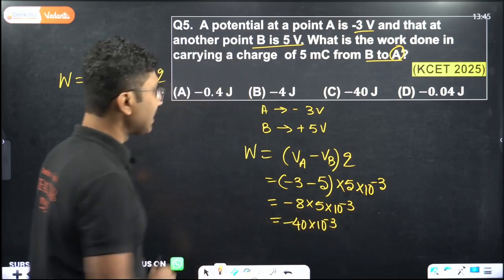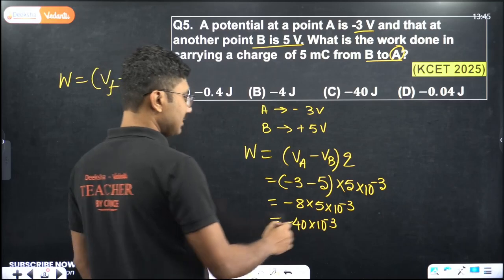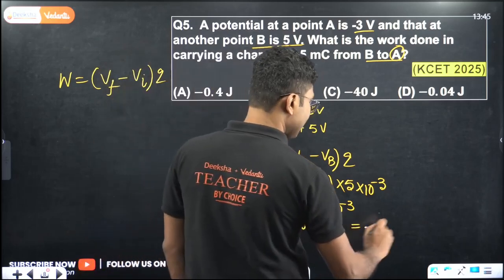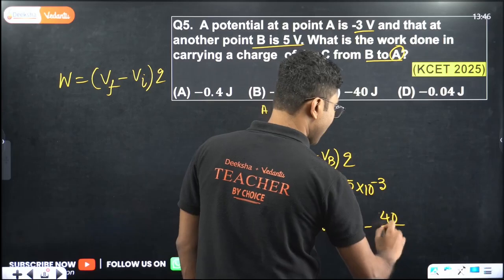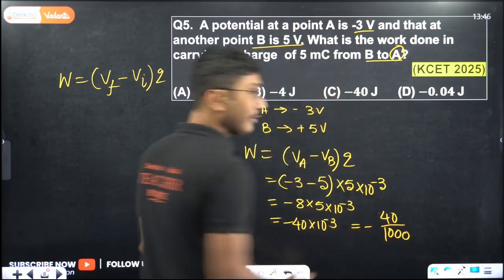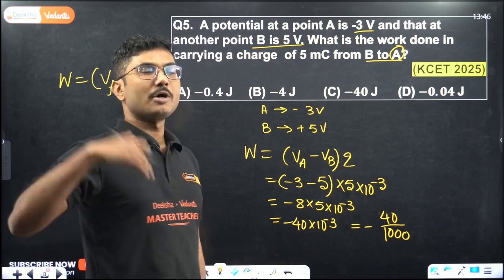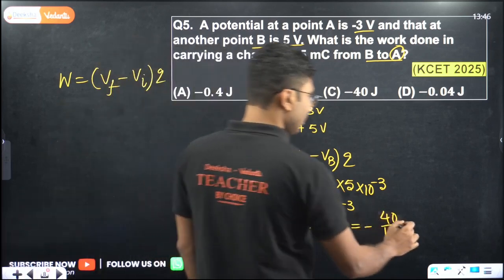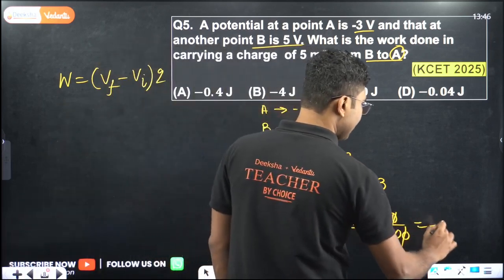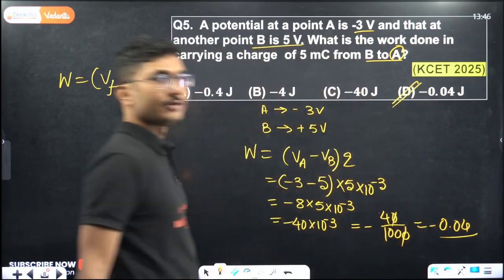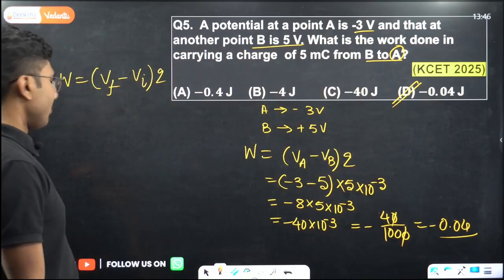Now you have to check the answer. 10 to the power of minus 3 means in division 10 to the power of plus 3, which means 1000. So 40 divided by 1000, the 0 cancels and you get minus 0.04. So minus 0.04 joules is the answer for this question.